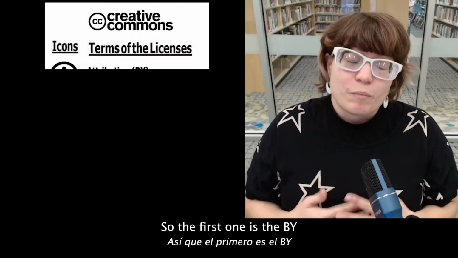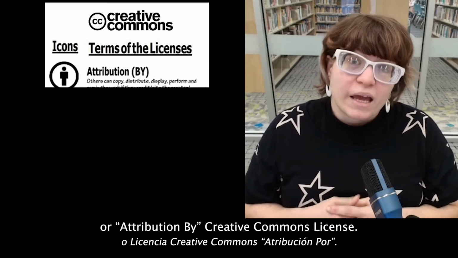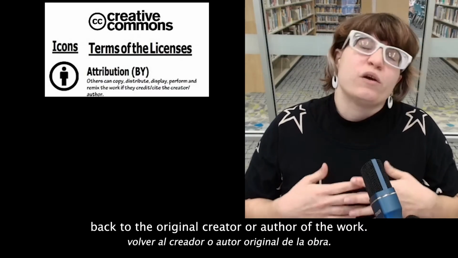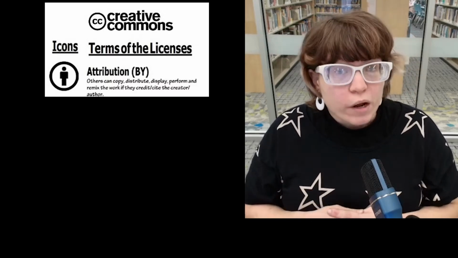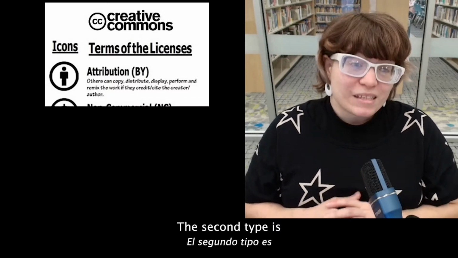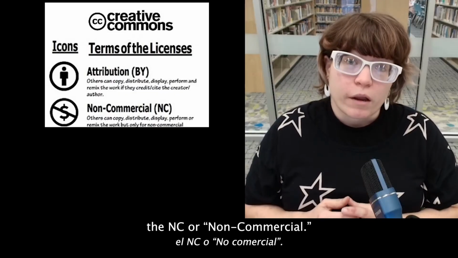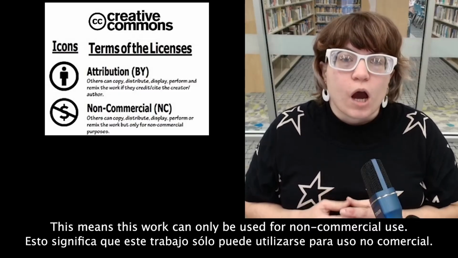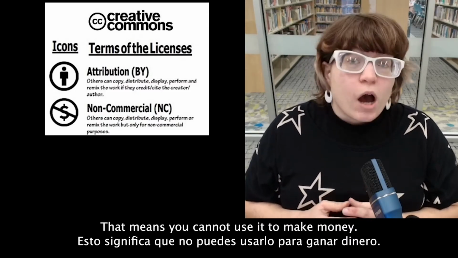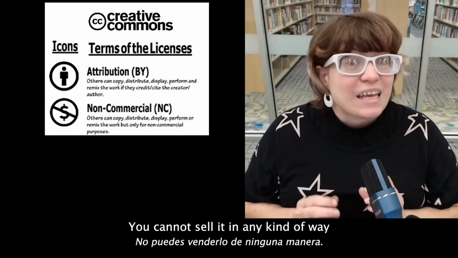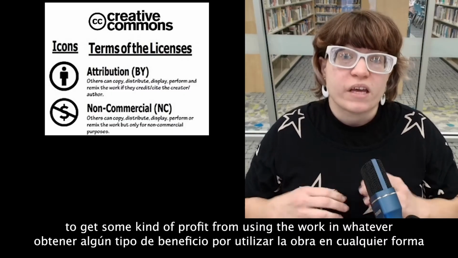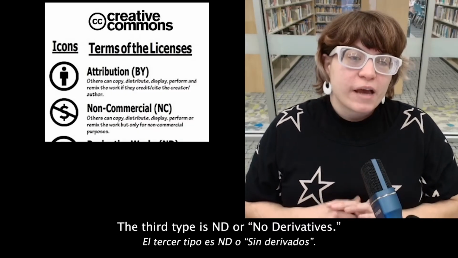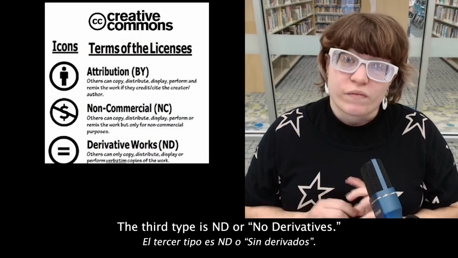So the first one is the BY, or Attribution by Creative Commons license. This means that credit must be given back to the original creator or author of the work. The second type is the NC, or non-commercial. This means this work can only be used for non-commercial use. That means you cannot use it to make money. You cannot sell it in any kind of way to get some kind of profit from using the work in whatever you're creating.